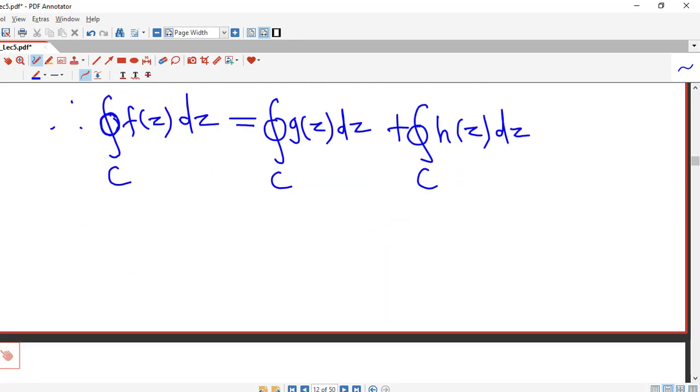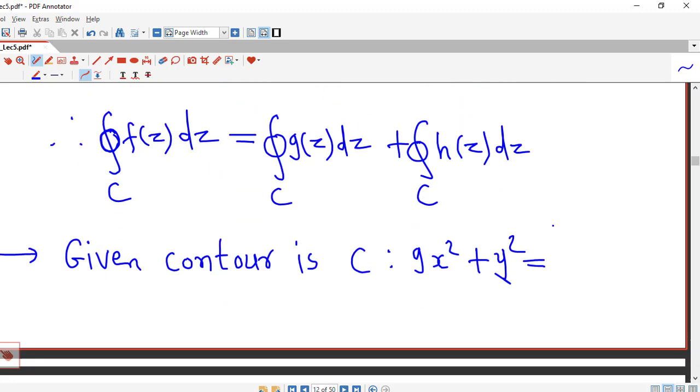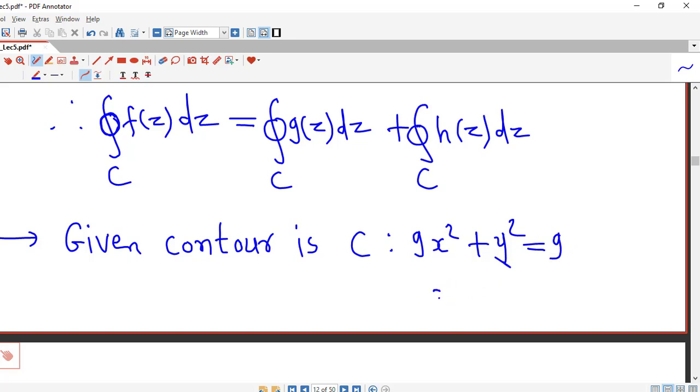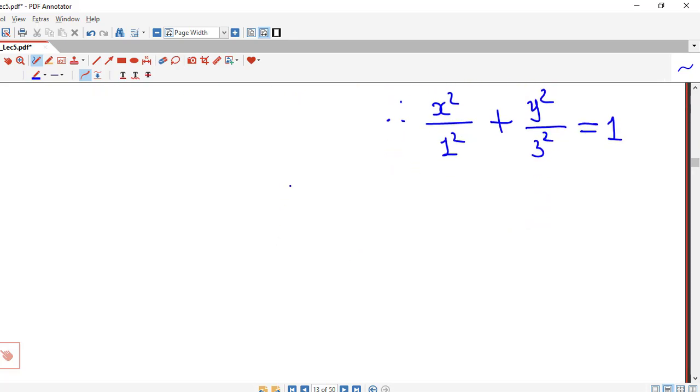Now the given contour is an ellipse. First we observe that the given simple closed curve is the ellipse 9x square plus y square equal to 9. If we divide the whole equation by 9, we have x square plus y square divided by 9 equal to 1, or we can rewrite this as x square over 1 square plus y square over 3 square equal to 1. Using this standard form of ellipse, we can roughly sketch the graph of the ellipse.